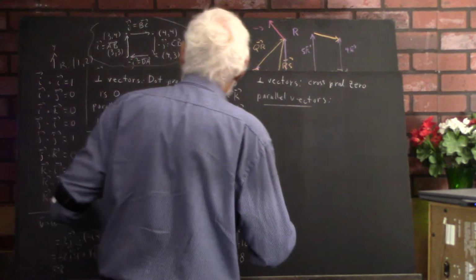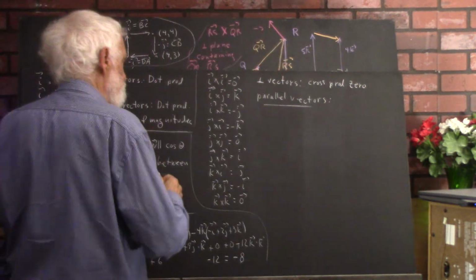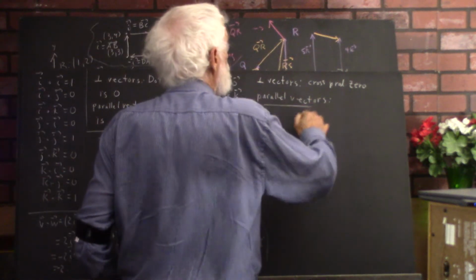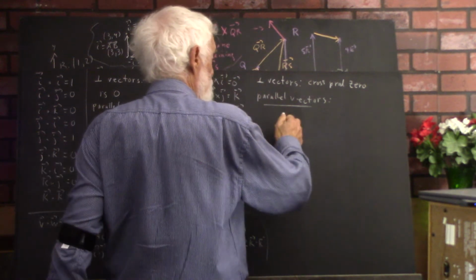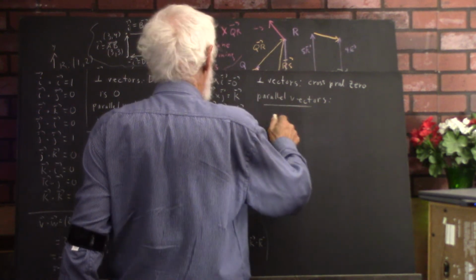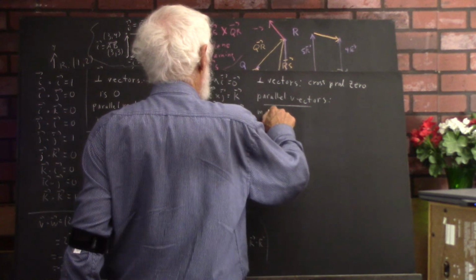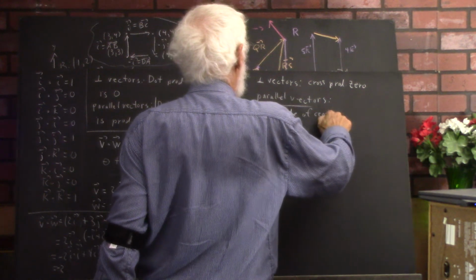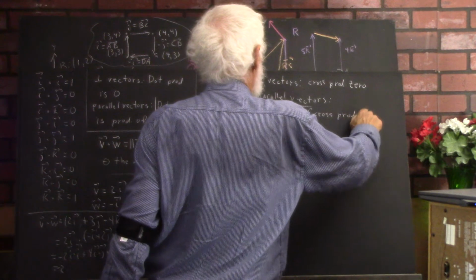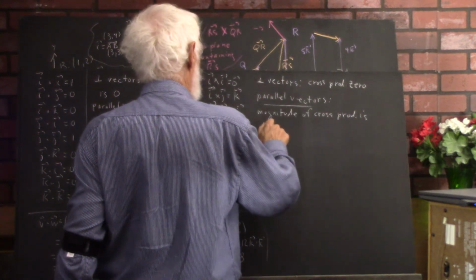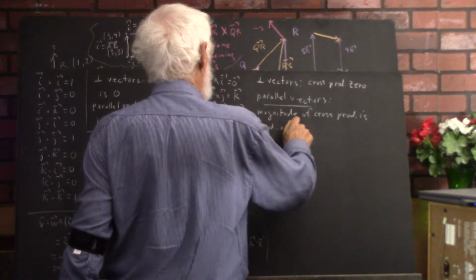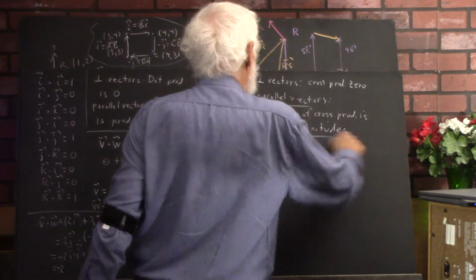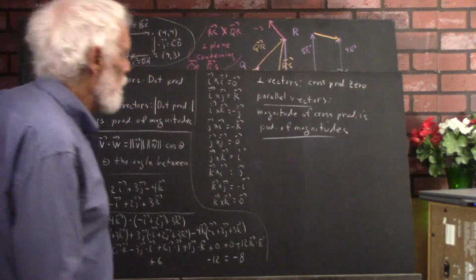I said something a little bit off over here. I'm going to put an absolute value sign around this dot product if you need that. Okay, but anyhow, with parallel vectors, don't worry about that. We'll come back and talk about it. But for perpendicular vectors, the magnitude of the cross product is the product of the magnitudes.